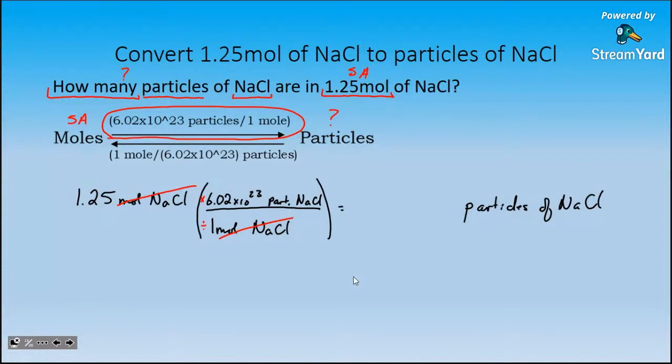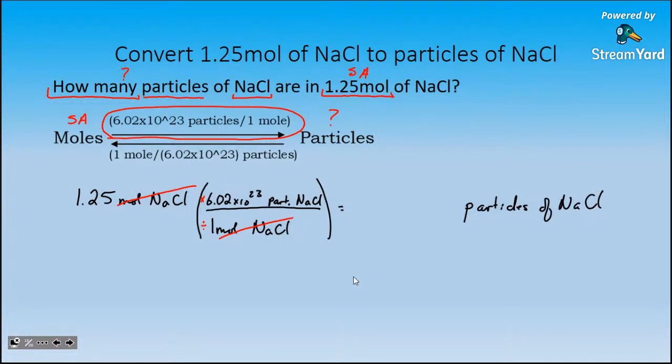But I'm going to start at 1.25, and I'm going to multiply by, and the first method is to do parentheses. So you would open parentheses, 6.02 times 10 to the 23rd, close parentheses, divide by 1, and hit enter, and you would get your answer.